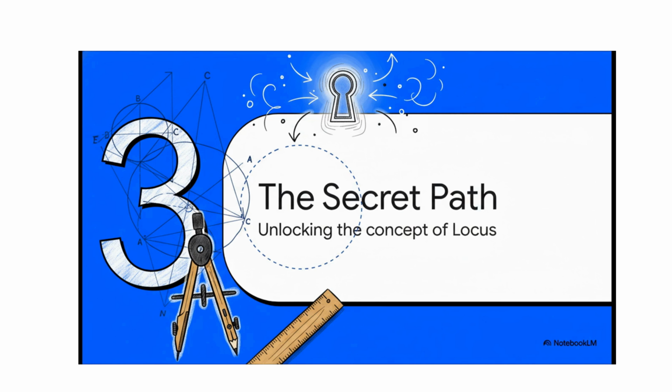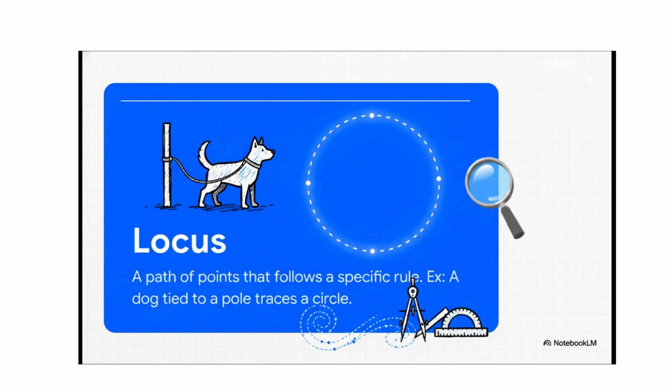So that construction we just did, it actually reveals a deeper, much more powerful concept. We're about to unlock the master key to solving these kinds of puzzles. And it's this idea of a locus. Now, locus sounds all fancy and complicated, but the idea is wonderfully simple. It's just a path of points that all share some kind of property. The best way to think about it is like a dog on a leash tied to a pole. The rule is, stay within the leash's length. The path, or the locus, that the dog can trace is a perfect circle. The rule defines the shape.